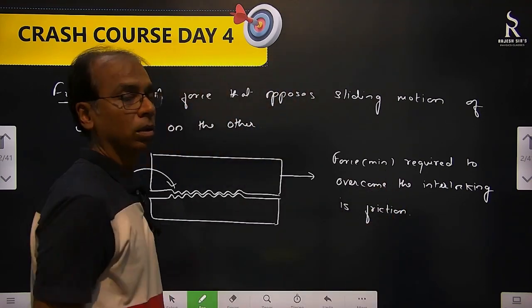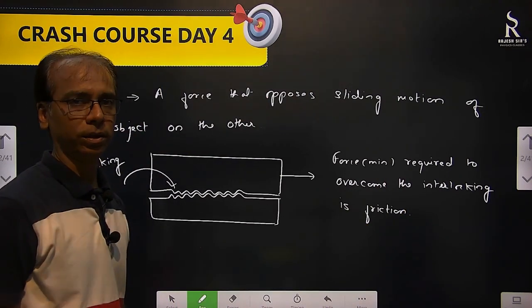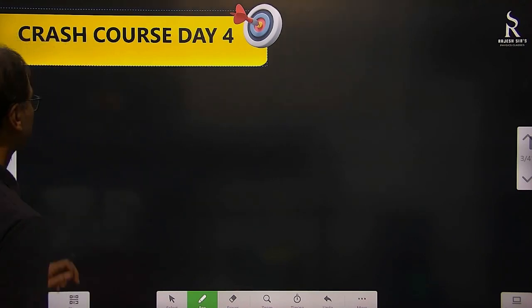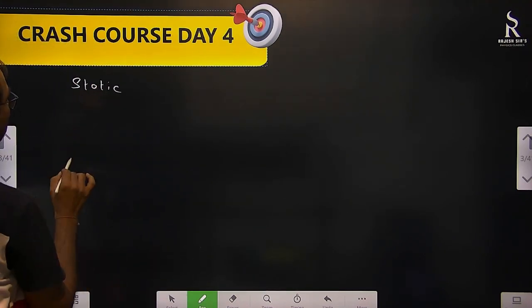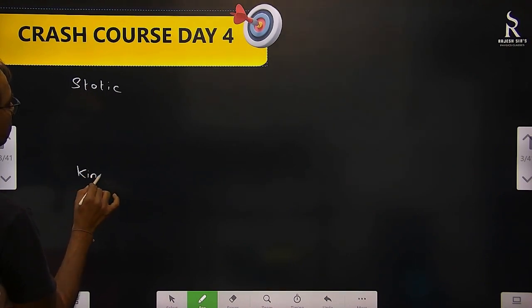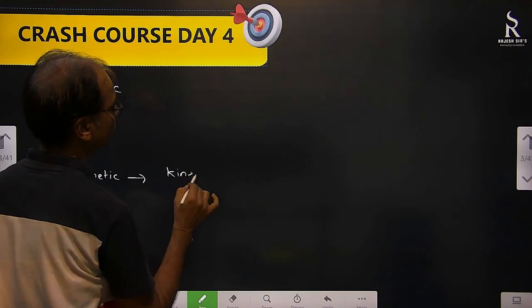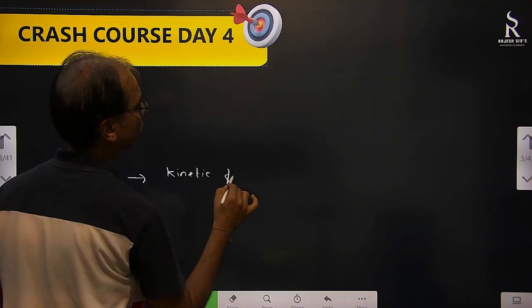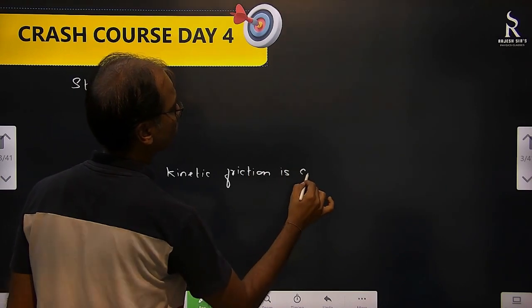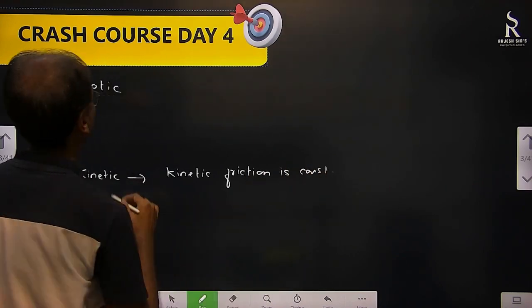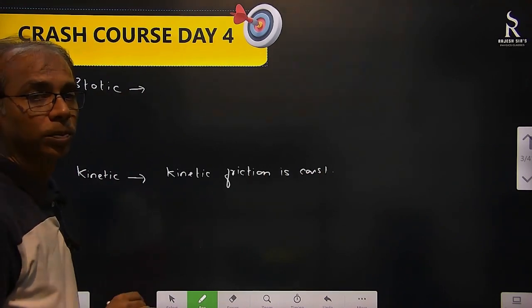Okay. Now two types of friction we have, static and kinetic. Kinetic friction is constant, whereas static friction varies. It depends on how much force you are applying.